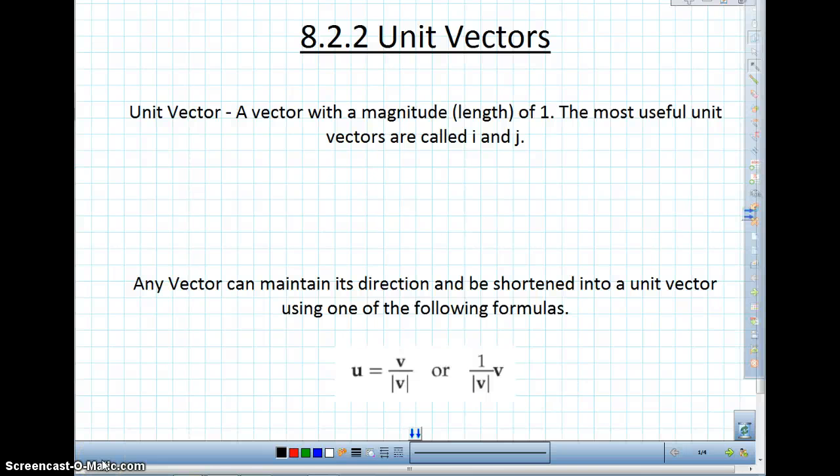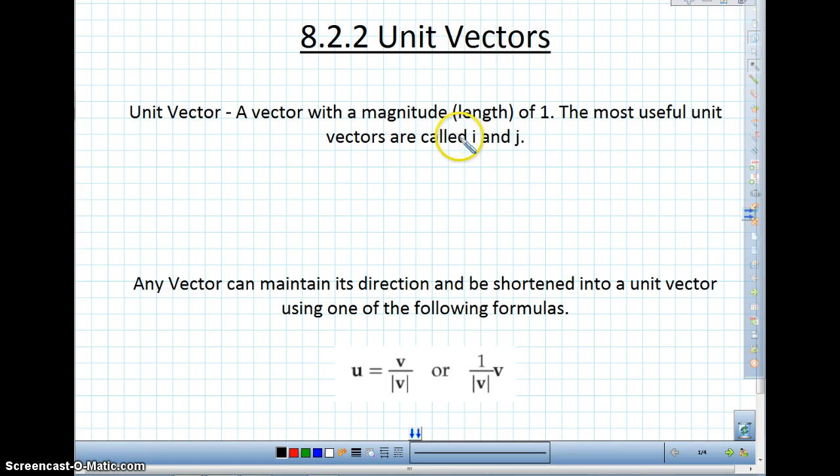Hello everyone, today we're doing Chapter 8, Section 2, Day 2. This section will cover unit vectors. The definition of a unit vector is that it's a vector that has a magnitude of 1 unit length. Any vector where its magnitude is 1 is considered to be a unit vector.